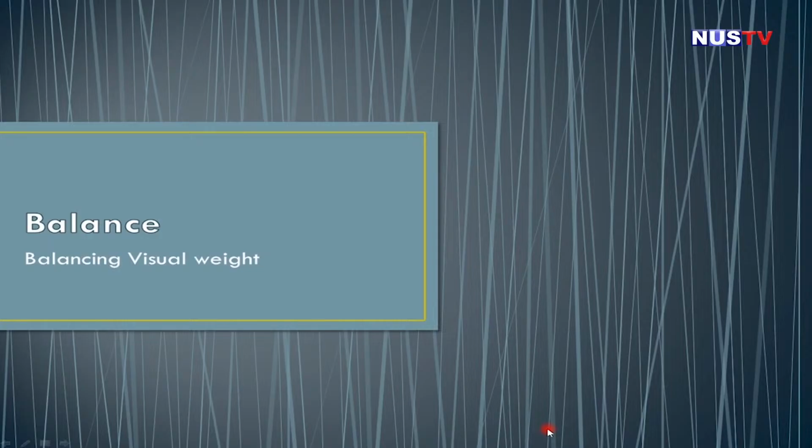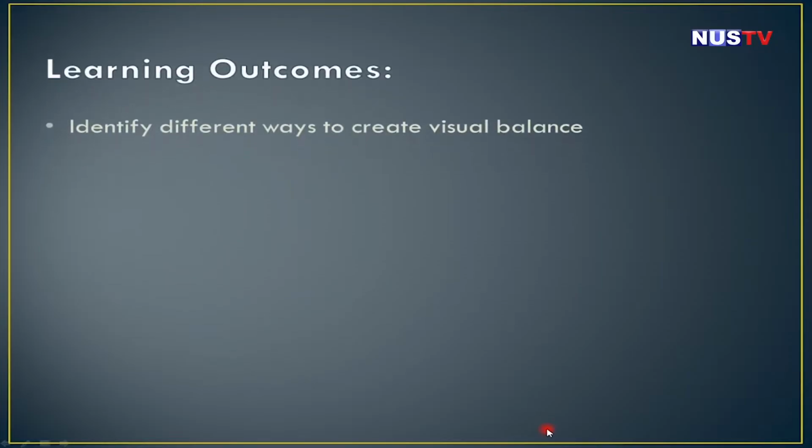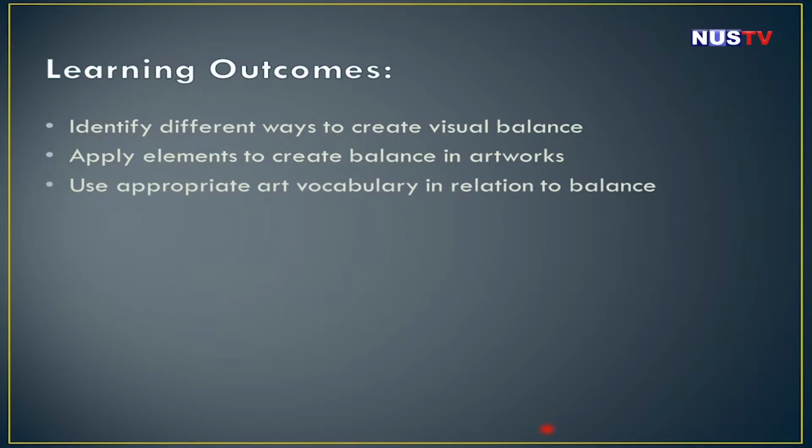In today's program, from the Visual Arts Secondary Curriculum, Year 11, Strand 2, The Elements and Principles of Art, we will be talking about balance, and it will be on balancing visual weight. Our learning outcomes for today: you should be able to identify different ways to create visual balance, apply elements to create balance in artworks, and use appropriate art vocabulary in relation to balance.